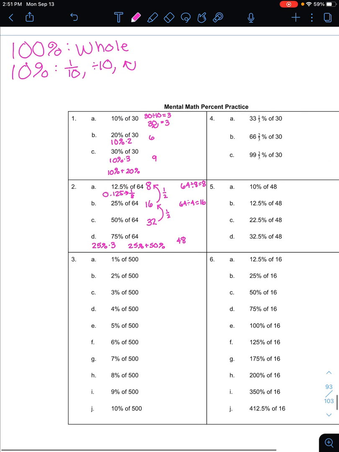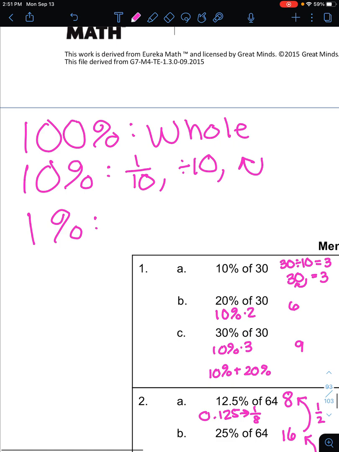Okay, so we've already covered 100% and 10%. The next big one is 1%. Finding 1% of something really opens it up to being able to find anything. So 1%, 1 fits into 100 times. That means 1% is 1/100th. So to find 1% of something, you have to divide it by 100.